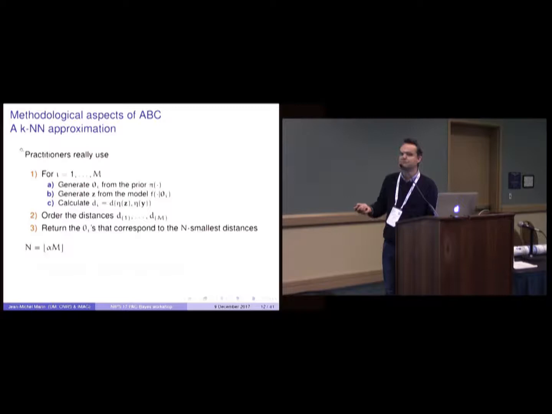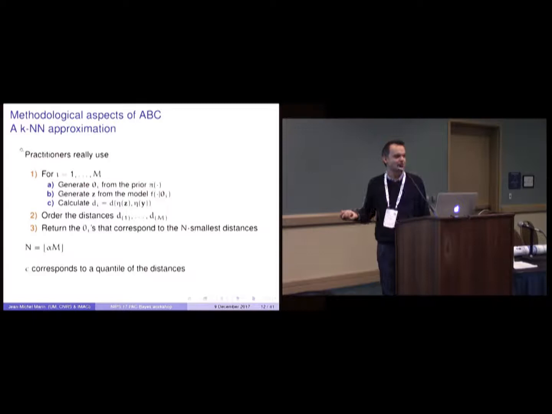So you have simulated a table here, and you order according to the distance and take the smallest. This is a KNN approximation of the posterior expectation if you take the empirical expectation over this theta value. So this is just a nearest neighbor approximation, and epsilon corresponds to a quantile of the distance here. Okay? You get it. So epsilon is not fixed, it is determined by the data you simulate, which is called the reference table.